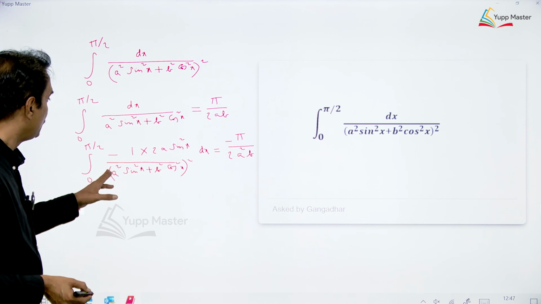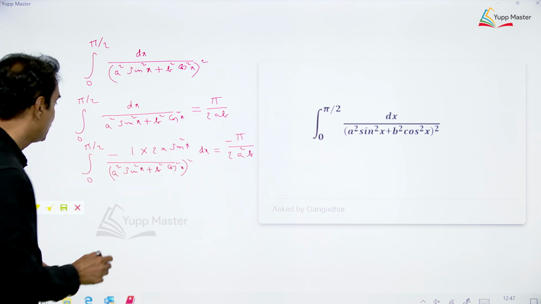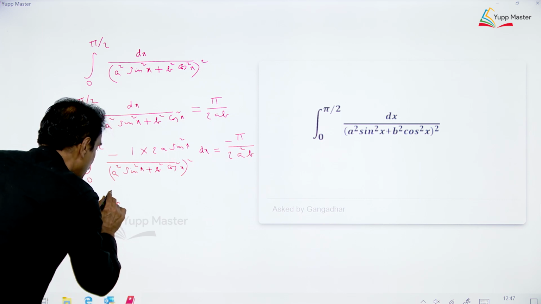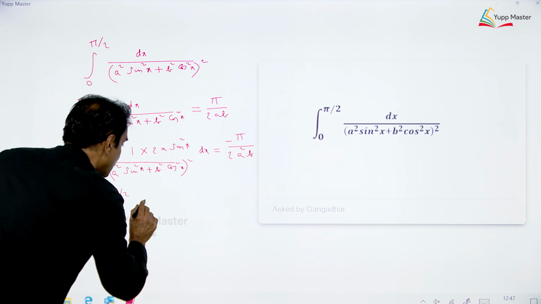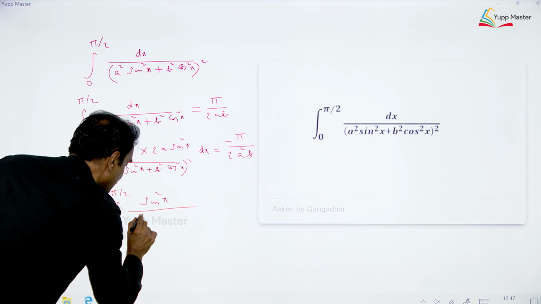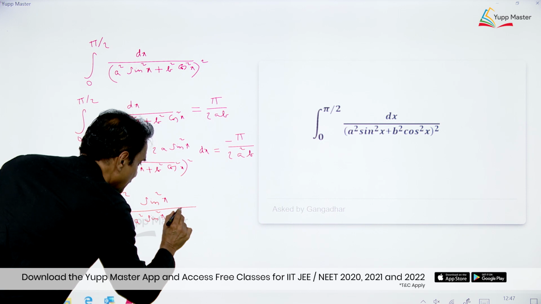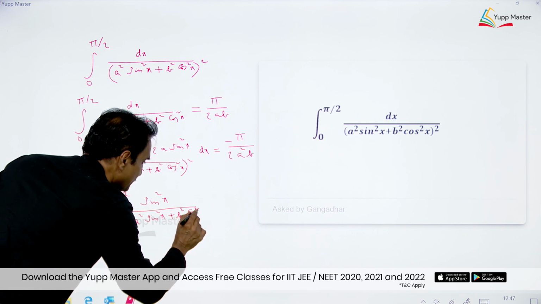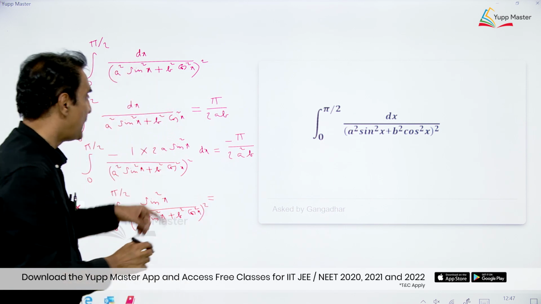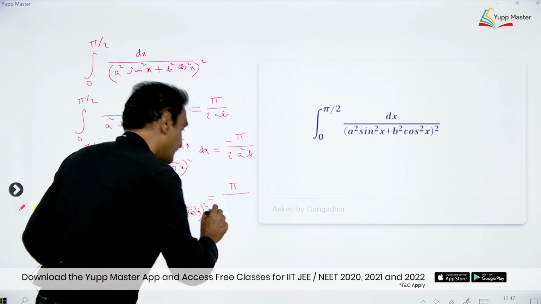Now, taking this 2a to the right hand side and cancelling the minus sign, you will get integral 0 to pi by 2 sin square x by a square sin square x plus b square cos square x whole square is equal to pi by 4 a cube b.